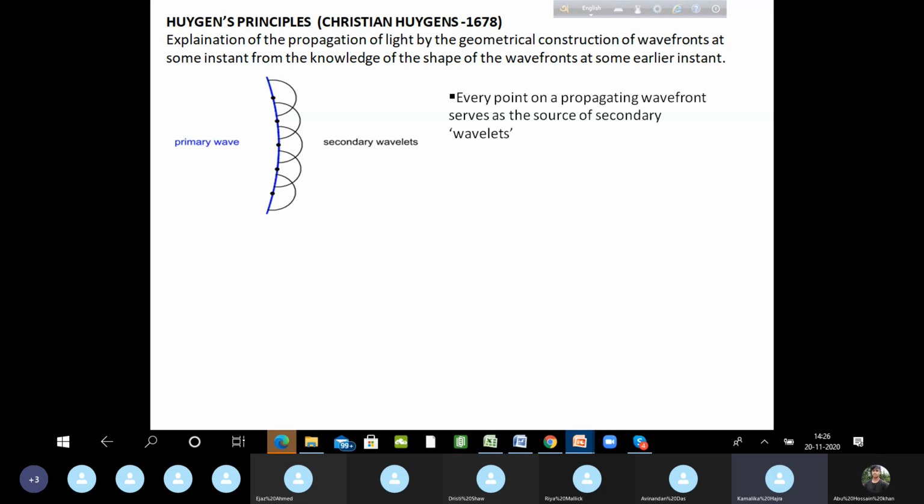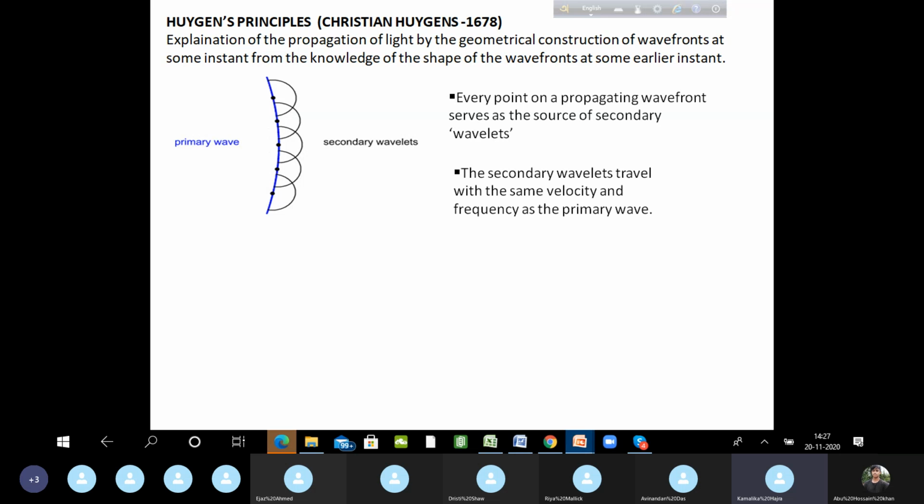What are the three main points of Huygens principle? First, every point on a propagating wavefront serves as a source of secondary wavelets. This blue line is a primary wave, and I have drawn small black dots on this primary wave. There are of course several such black dots, but I've drawn some of them, and each such dot acts as a source of a secondary wave, which are called wavelets. Small waves, so-called wavelets.